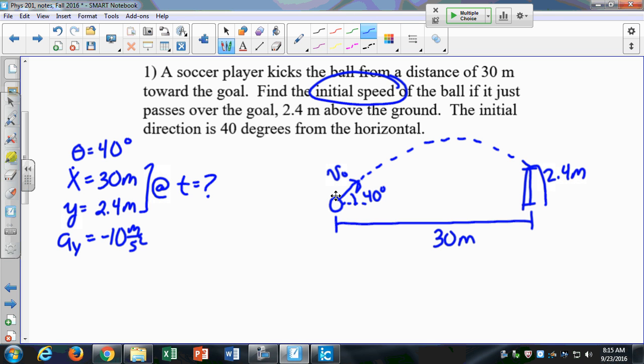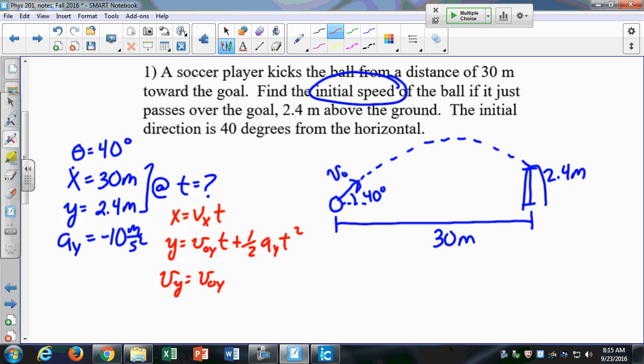Okay, I'm going to write down my equations here. x equals vx t. y equals v naught y t plus 1/2 ay t squared. And then vy equals v naught y plus ay times t. So this is where I would start for every problem. I'll draw a little picture, write down everything that I know, and then figure out what it is that I don't know. I don't know the time, and I also don't know v naught. And I want to know v naught.